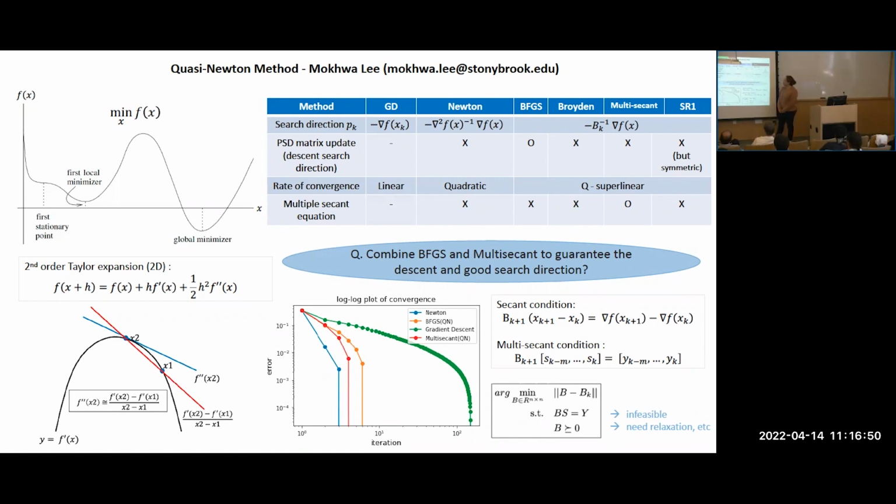And today, the topic that I wanted to introduce is the Quasi-Newton method. The word quasi means partly. So actually, this Quasi-Newton method partly mimics Newton's method. So let's give an analogy using this graph.